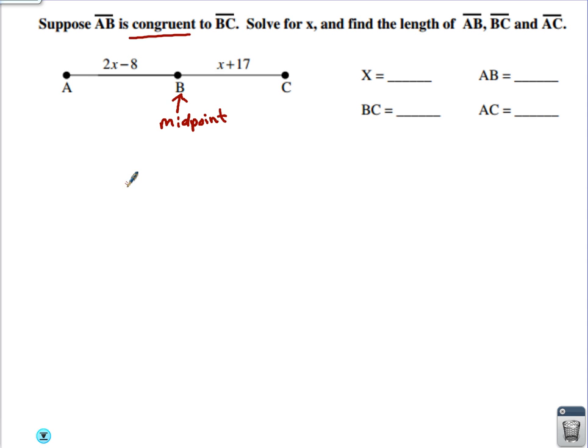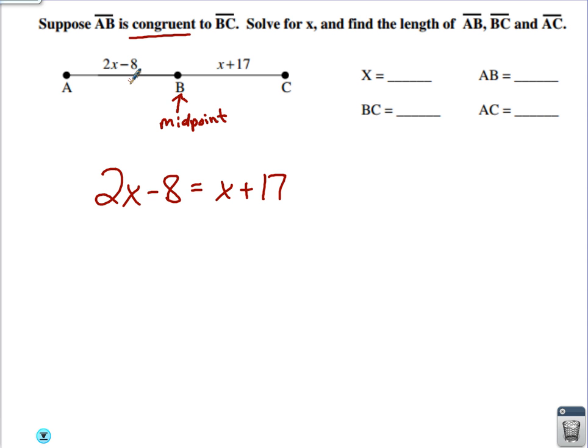If AB is congruent to BC, that means that 2x minus 8, let's try it again. 2x minus 8, what would I put next? 2x minus 8 is equal to, good, x plus 17. You're not always going to use the segment addition postulate. That's the reason I follow that up with this. Just because the figure looks like that, the shape looks like this, doesn't necessarily mean that you've got a segment addition postulate problem. This says that this is congruent to this.